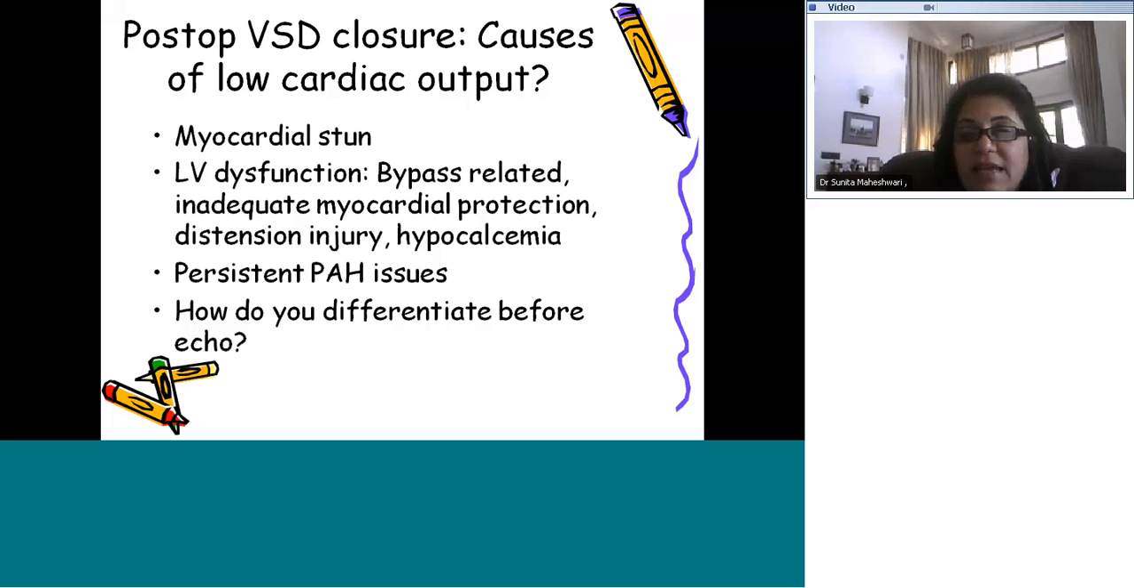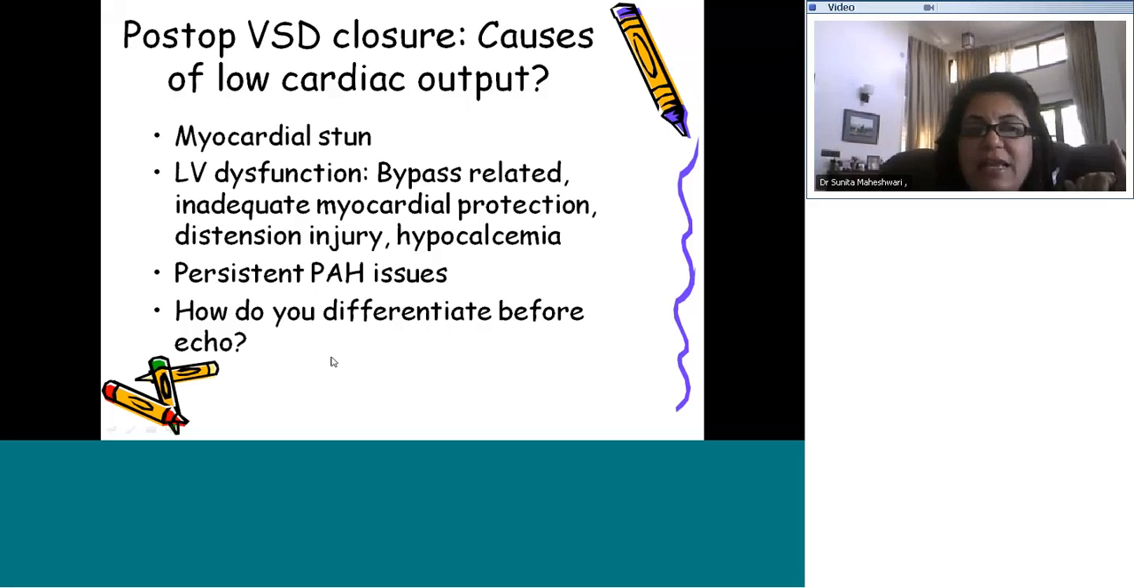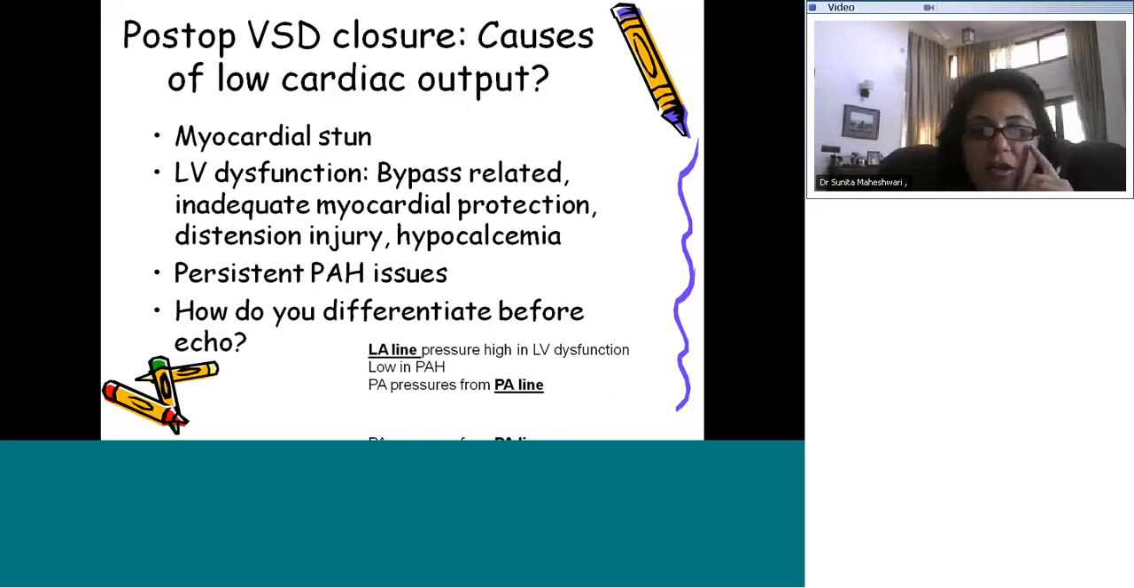Anything else, any other lines that can help you that the surgeons will leave? They typically leave a left atrial line. So what will happen to the left atrial line in PAH versus LV dysfunction? The LA line, what is the finding in LV dysfunction? So you get high LA pressures in LV dysfunction, right? And you get low LA pressures in PAH.